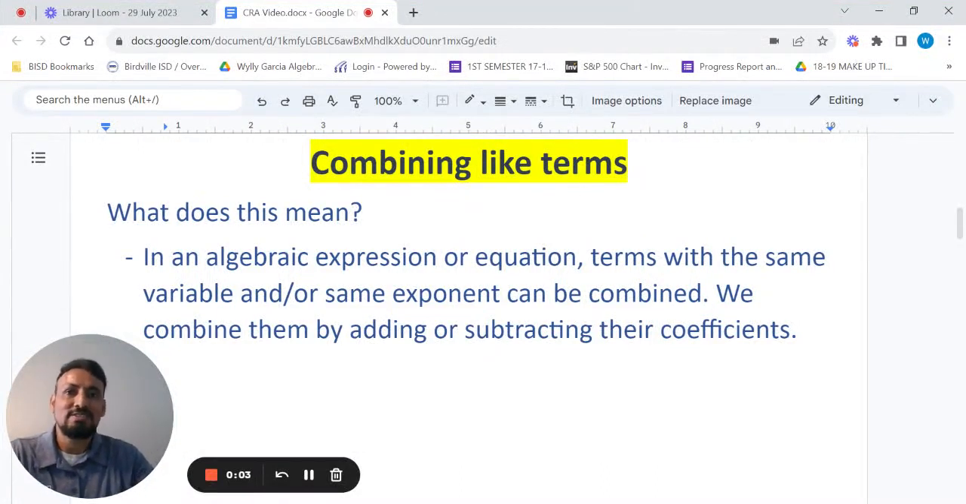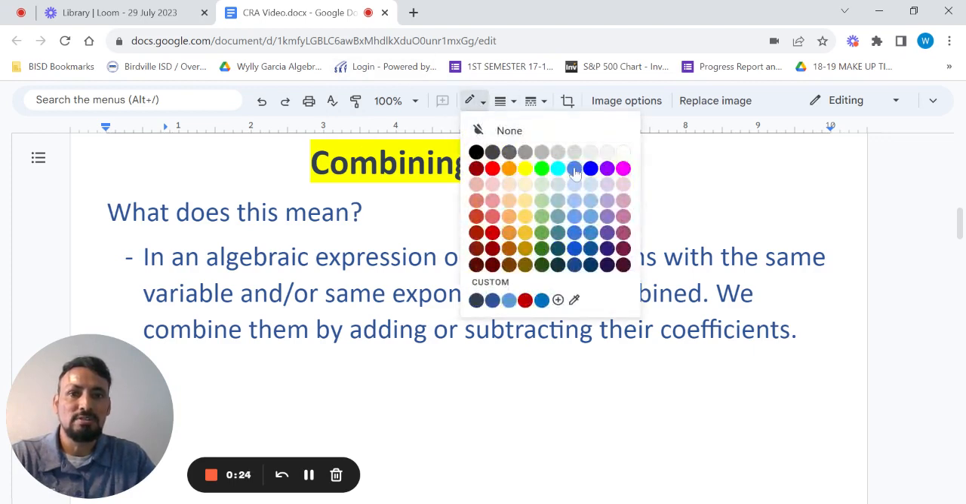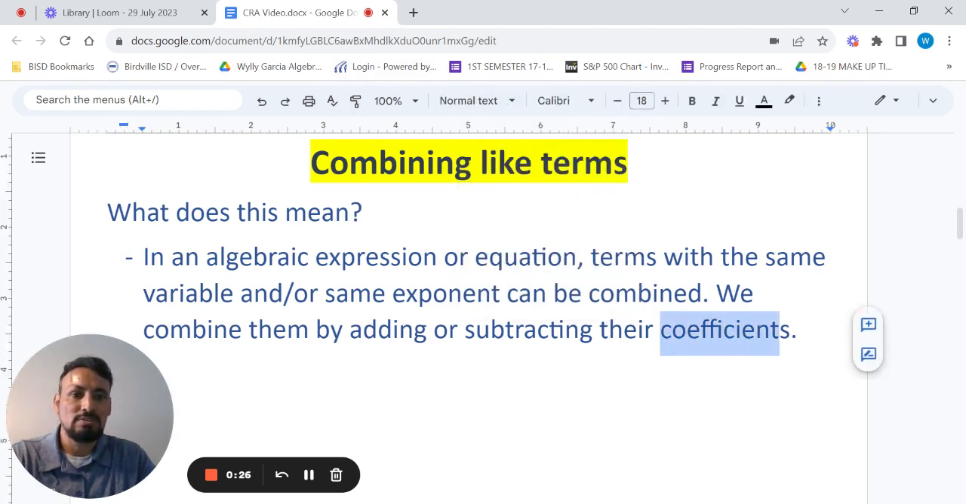In this lesson, you're going to learn how to combine like terms. Now, the question is, what does combine like terms mean, right? So in an algebraic expression or equation, terms with the same variable and or same exponent can be combined. We combine them by adding or subtracting their coefficients. So the key word here is coefficients, okay?